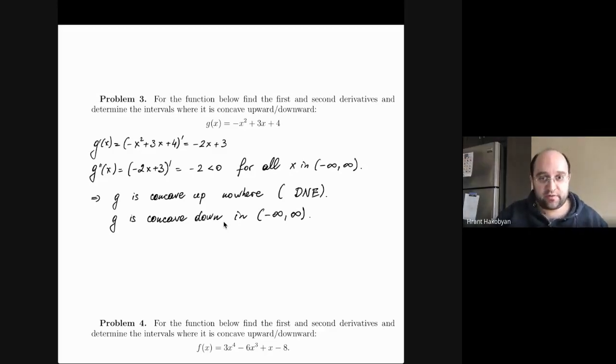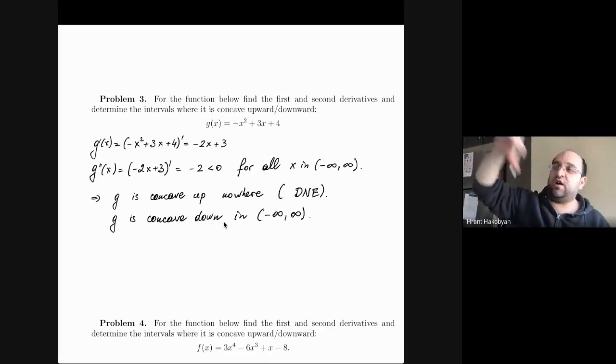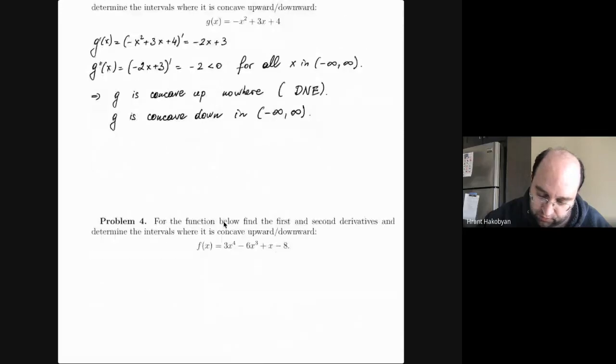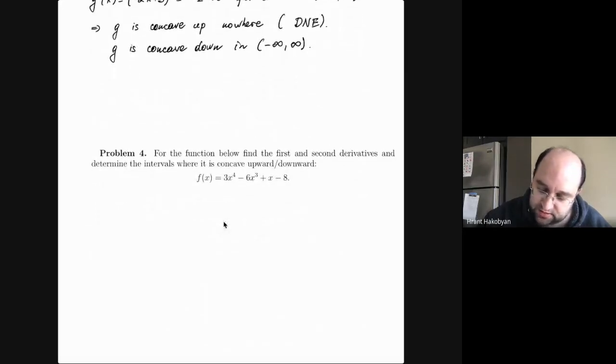In this case, it was very easy. In fact, whenever you have a polynomial of second degree, a quadratic function, it's always a parabola, so it looks either concave up or concave down. So one of the two things happens. That means one of these intervals has to be, well, doesn't exist. Okay, so next, let's do this one.